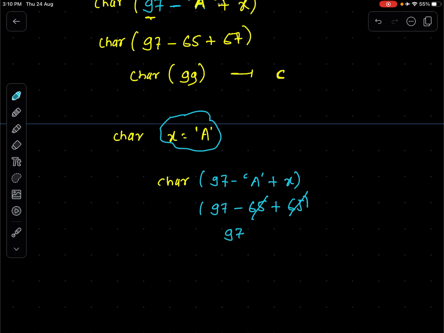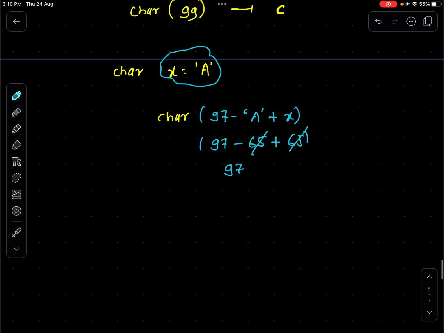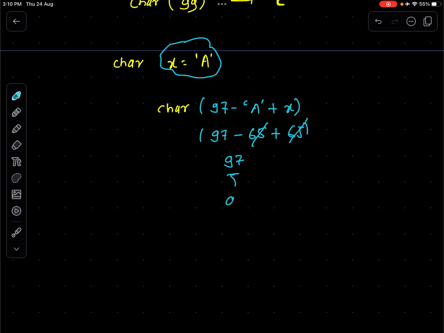And as I told you earlier, 97 is the ASCII value of small a, right? So what will be my final answer? The final answer is small a. So we converted the capital A into small a. I hope you understand how to convert capital letters into the smaller alphabets.